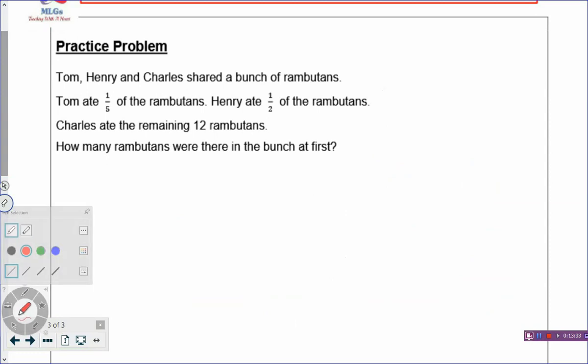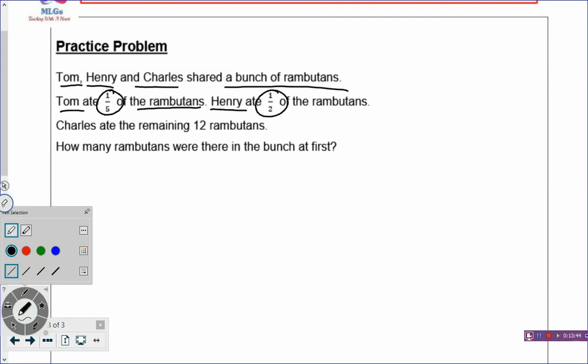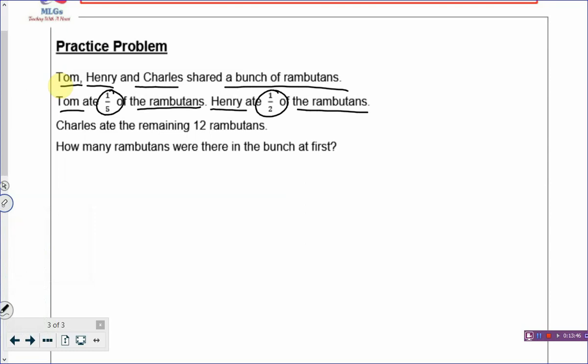Alright, so have you worked out the answer? Alright, let's check. Now, Tom, Henry, and Charles shared a bunch of rambutans. Tom ate 1/5 of the rambutans. Henry ate half of the rambutans. So there are two fractions. Are they referring to the same group? Now, if you look at 1/5, it refers to the rambutans. And you look at half, and it refers to the rambutans also. So they are referring to the same group.